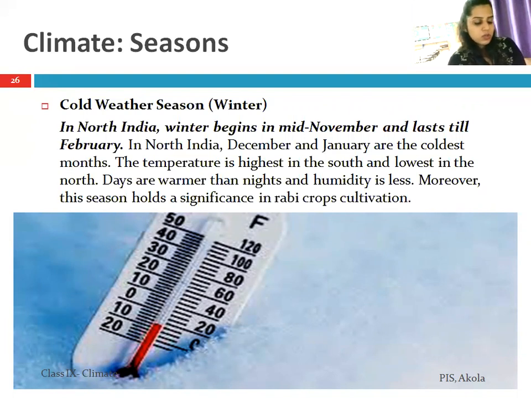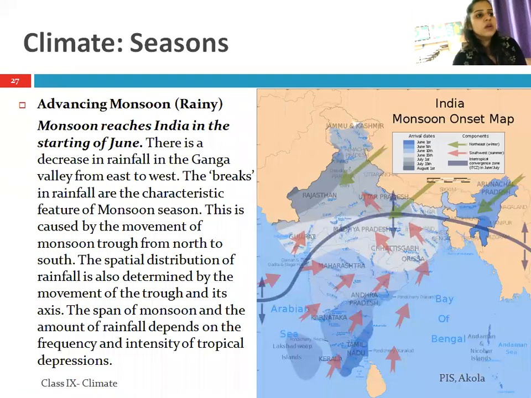That's all about the cold or winter season, where we have seen that extreme coldness is experienced in the north, whereas in the south it is gradual or normal. The third season, which is referred to in the Indian climatic condition as advancing monsoon, is popularly referred to as the rainy season. Monsoon reaches India at the start of June, and we have seen that by the 10th it reaches Mumbai. In the first week it reaches Assam. So monsoon basically reaches India in the starting of June.